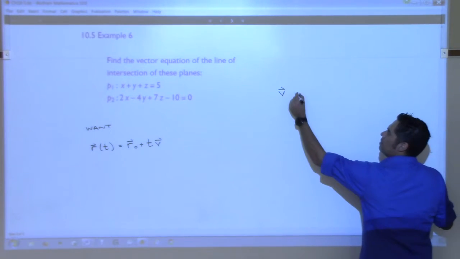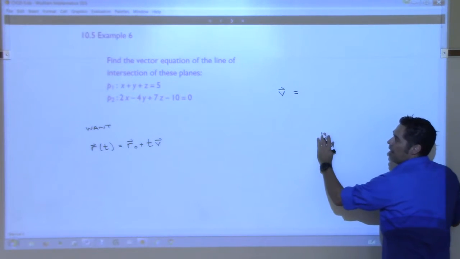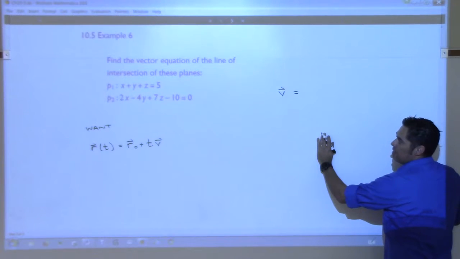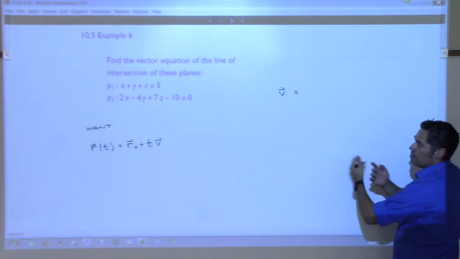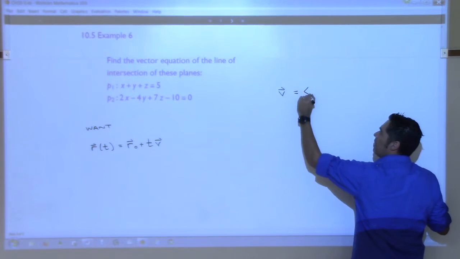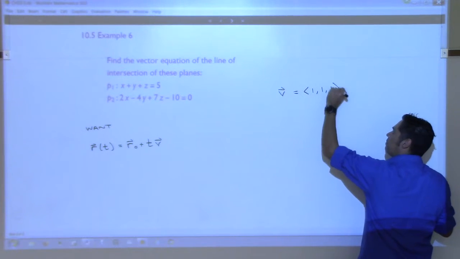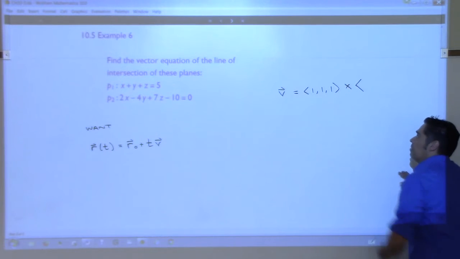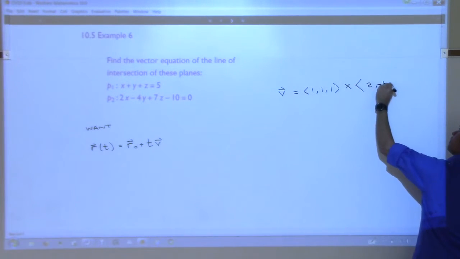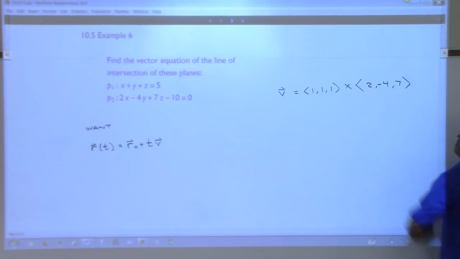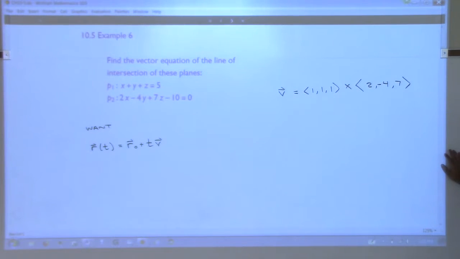It's all right. So if we want the direction vector of the line of intersection of two planes, we need to cross the two normal vectors of the planes. So you told me the normal vector of the first plane was 1, 1, 1. And I'm going to cross that with what? 2, negative 4, 7. Right? Have we crossed those? So this will be the first time we're crossing these?